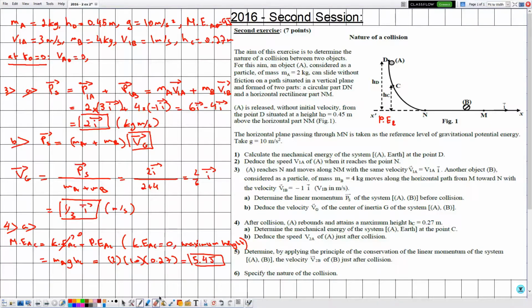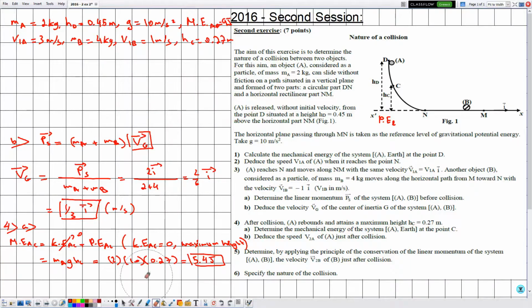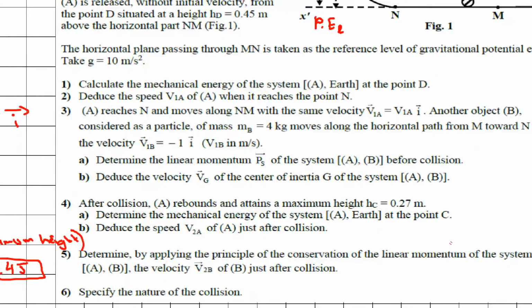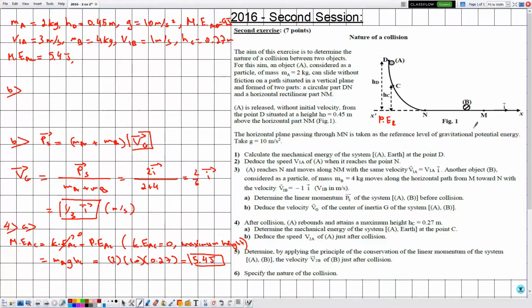Here let me make some space, we are done with this. And now we are in part B. They are telling us to deduce the speed v2A of A just after the collision, and by deduce it means that we notice the previous part. In the previous part you have determined the mechanical energy of the system A-Earth at the point C, and eventually we can deduce the speed of A just after the collision.